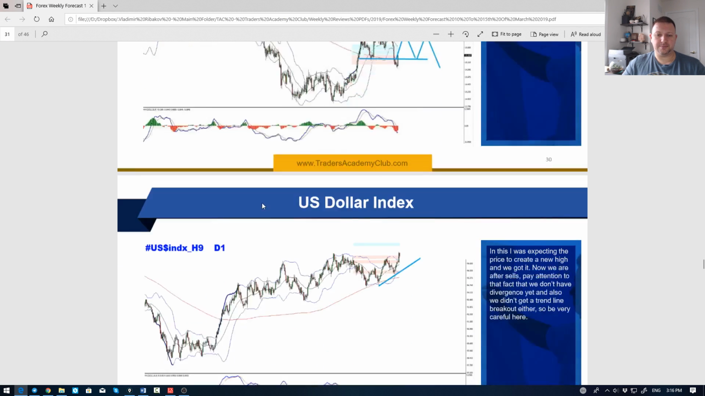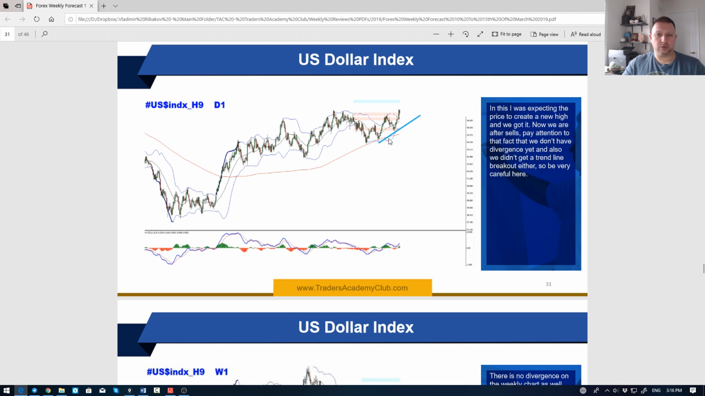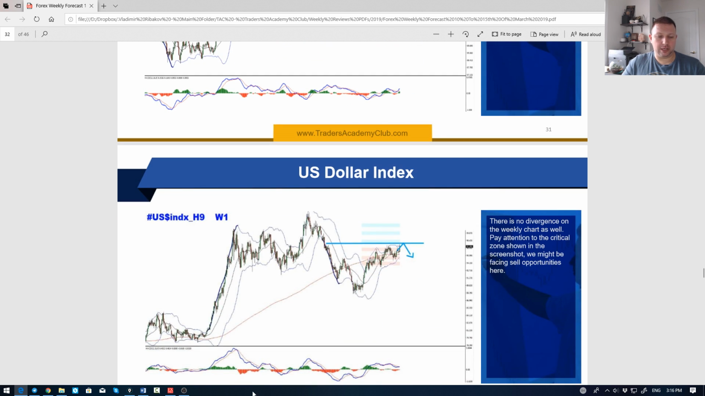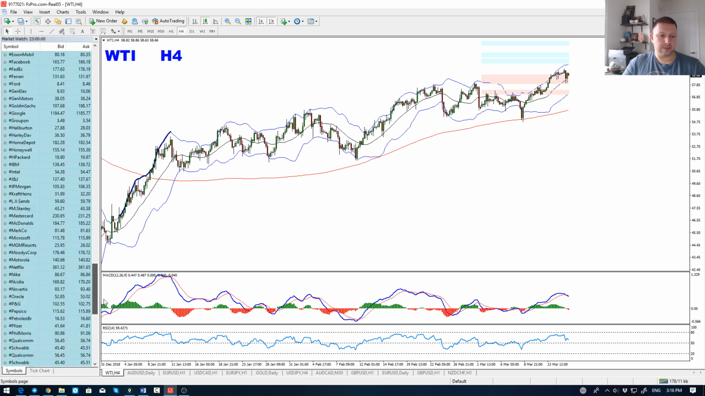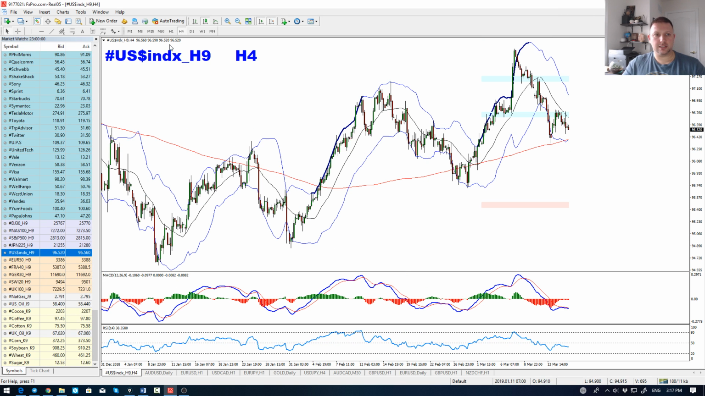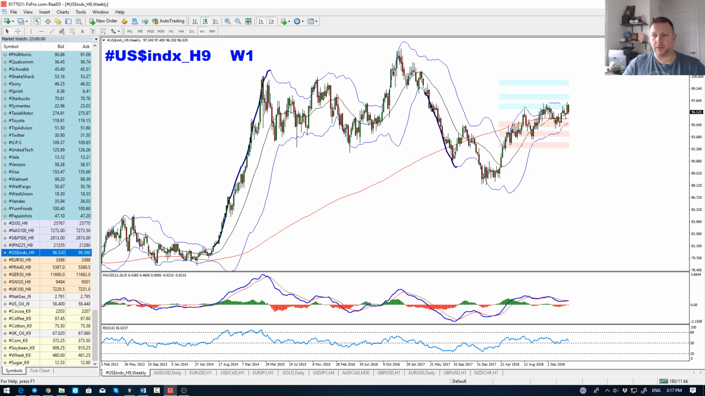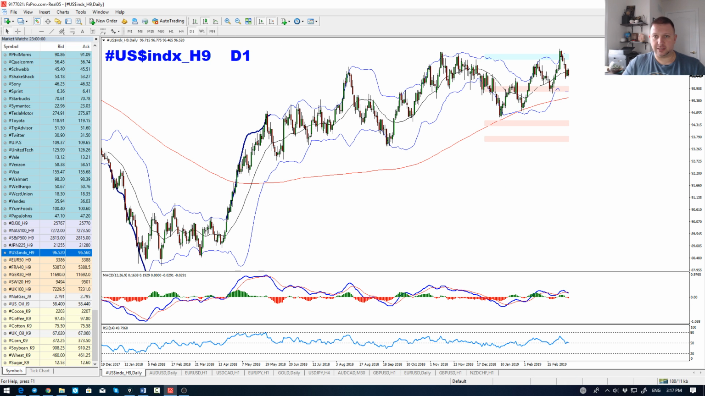Dollar index. Here we are. We wanted to see the trend line breaking, or it is completing the false breakout. Let's go to the index. And here we are, right? We do complete a fake breakout. And this is the weekly trend line to be broken. This is the daily trend line, and it's almost broken.